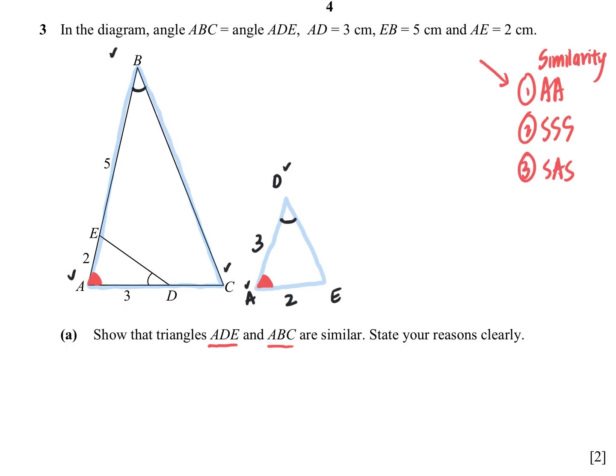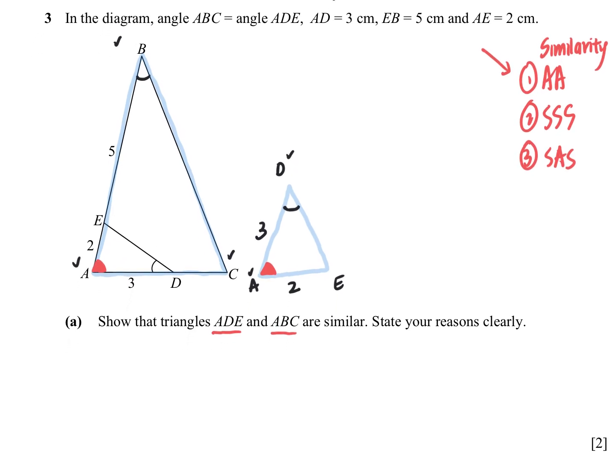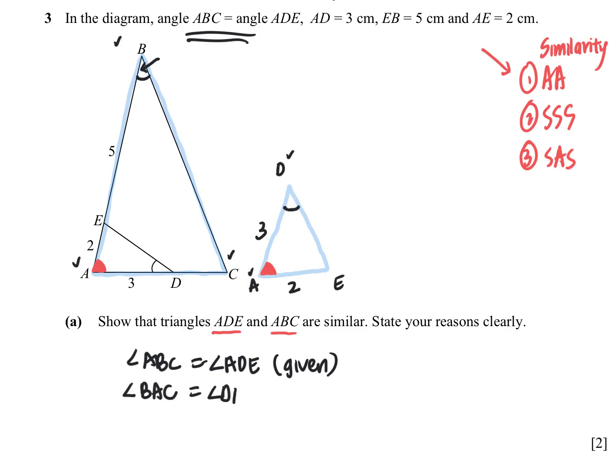Yes, so now the order of your writing is very important. So the first angle you want to state is this one. So angle ABC must match angle ADE. This one they give you is given. Is given here. So you just write given. The second one that you will write is BAC and DAE. The reason is it is a common or a shared angle.